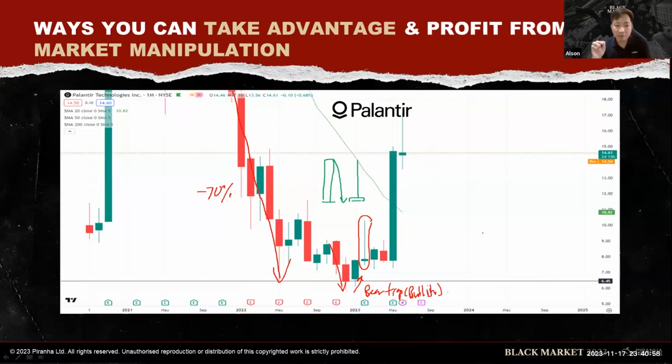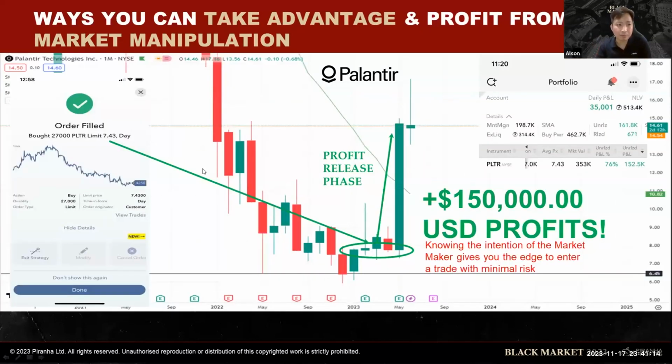To me, it's a very bullish signal, because it means the market maker is trying to make people sell again. And why? Because he wants to accumulate his position. That's when I was very confident that a rebound was coming. Palantir is a very hyped up stock, and I believed that a lot of retailers would come back in to push up the stock as well. That's when I bought in heavily, 27,000 shares of Palantir at $7.43, as you can see over here.